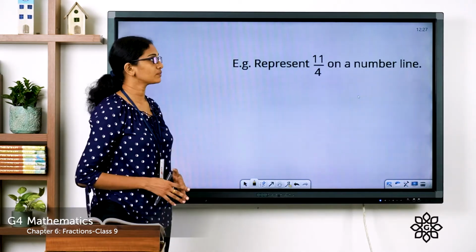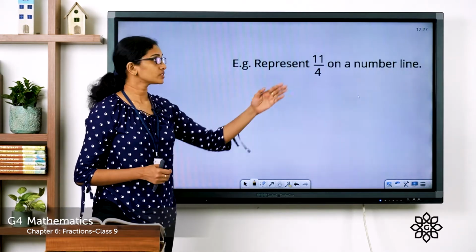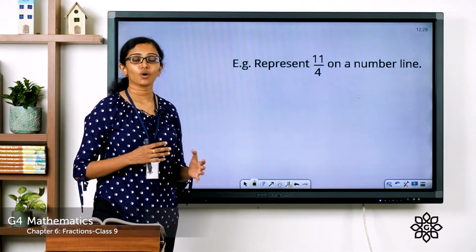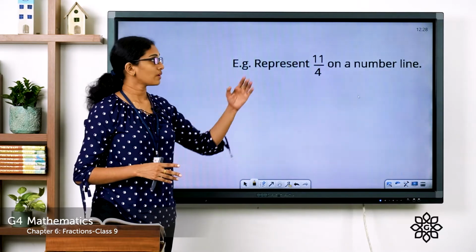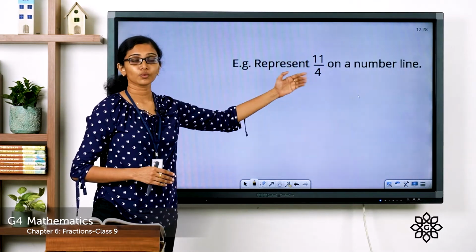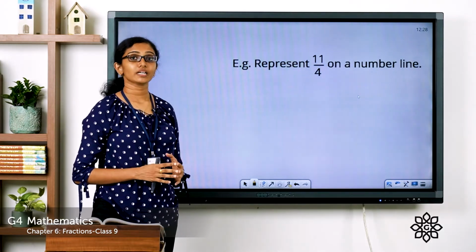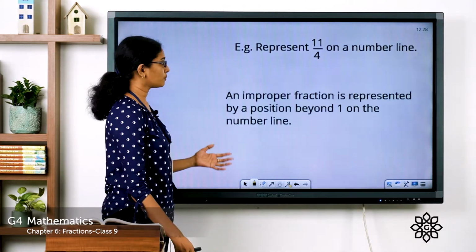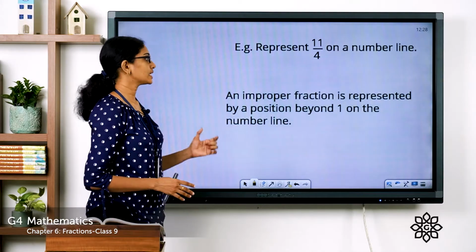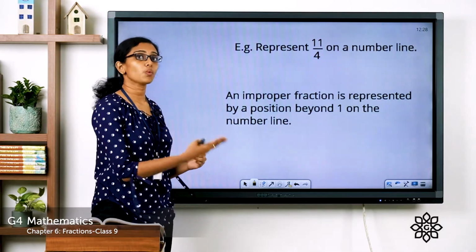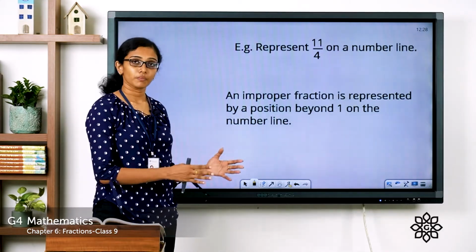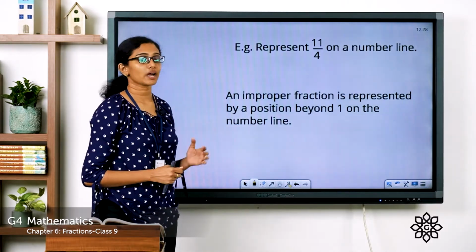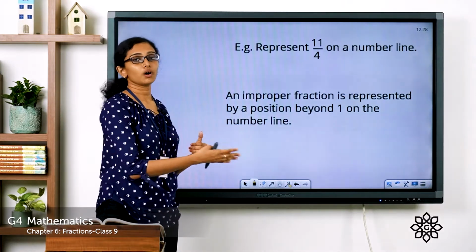Represent 11 by 4 on a number line. Now observe this given fraction 11 by 4. Is it a proper fraction or an improper fraction? We have got a numerator which is more than the denominator. So that is an improper fraction we have got here. So an improper fraction is represented by a position beyond 1 on the number line. A proper fraction is represented between 0 and 1, whereas an improper fraction is represented beyond 1.